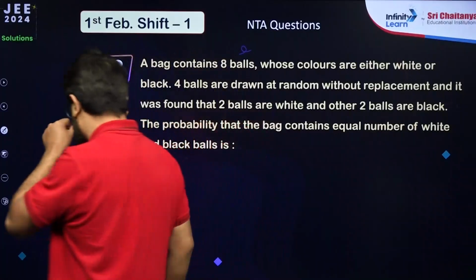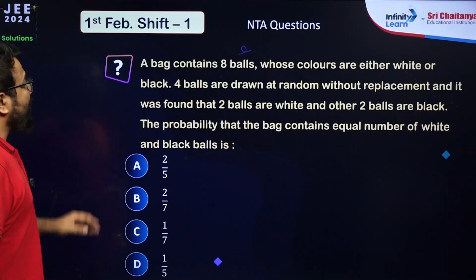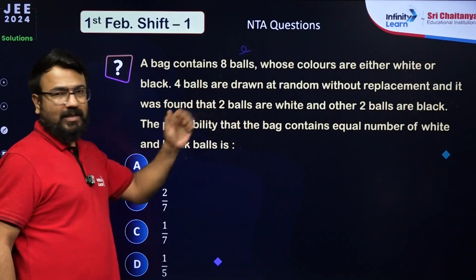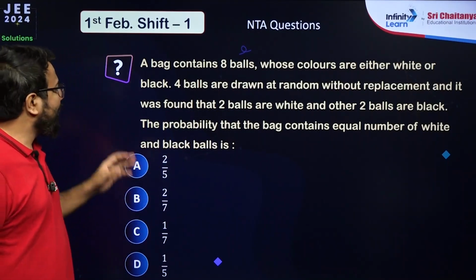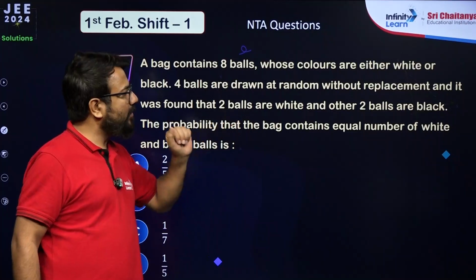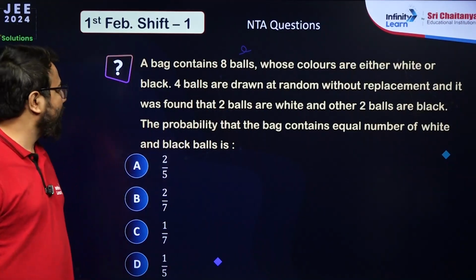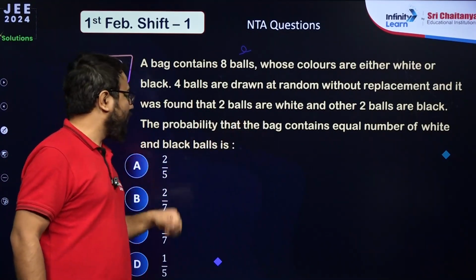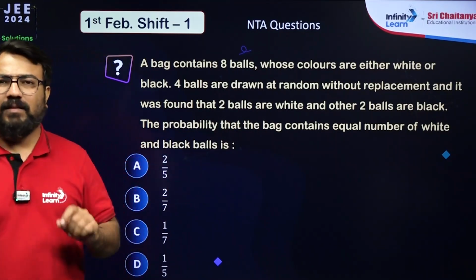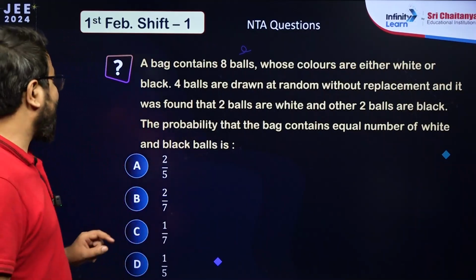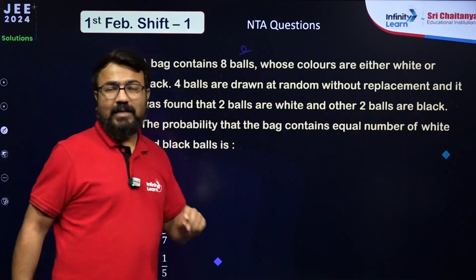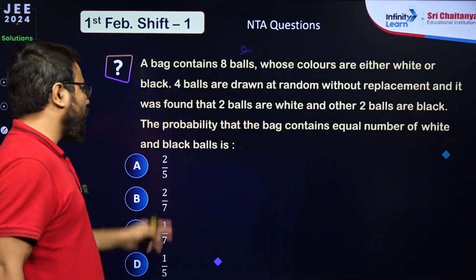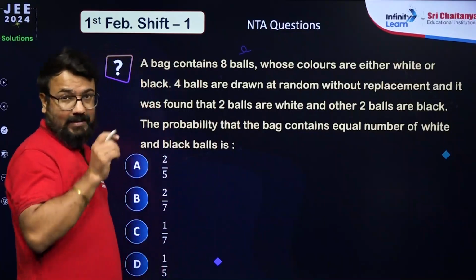Here is the first question in front of you, which says that a bag contains 8 balls whose color are either white or black. 4 balls are drawn at random without replacement, and it was found that 2 balls are white and the other 2 balls are black. Find the probability that the bag contains an equal number of white balls as well as black balls. So they are asking that if the total number of balls is 8, and the white and black quantities are to be similar, that means 4 white and 4 black they are asking for.